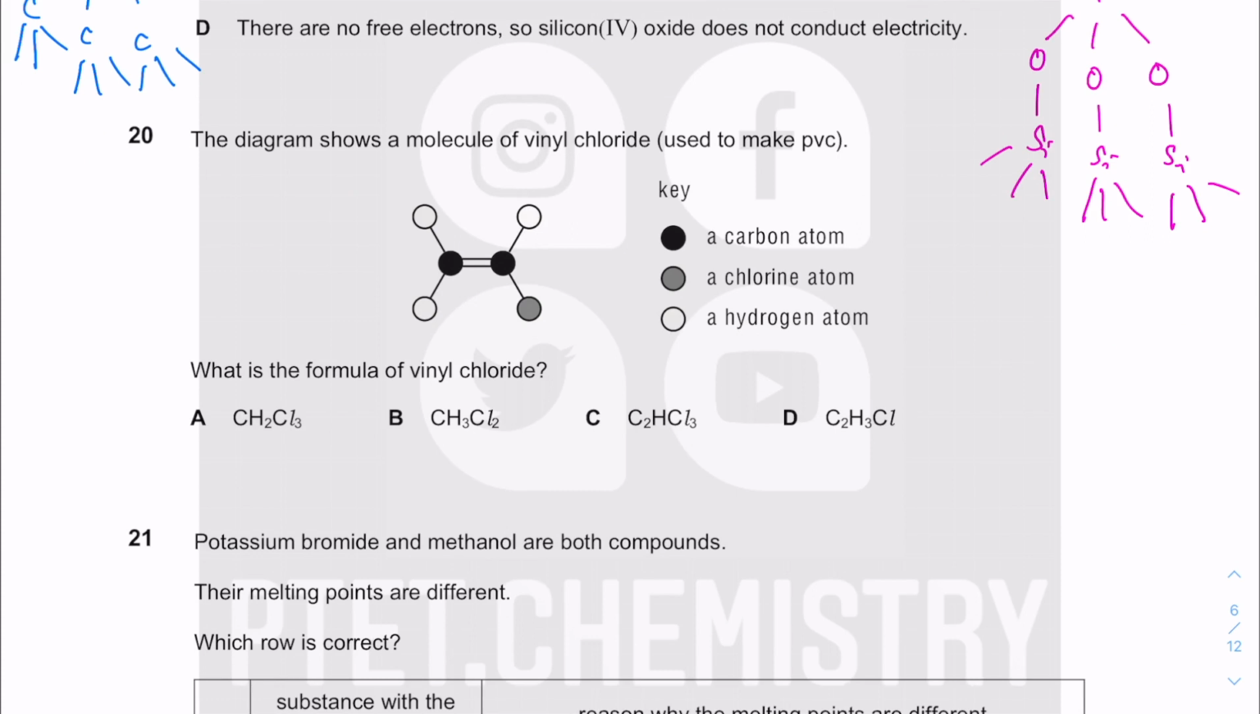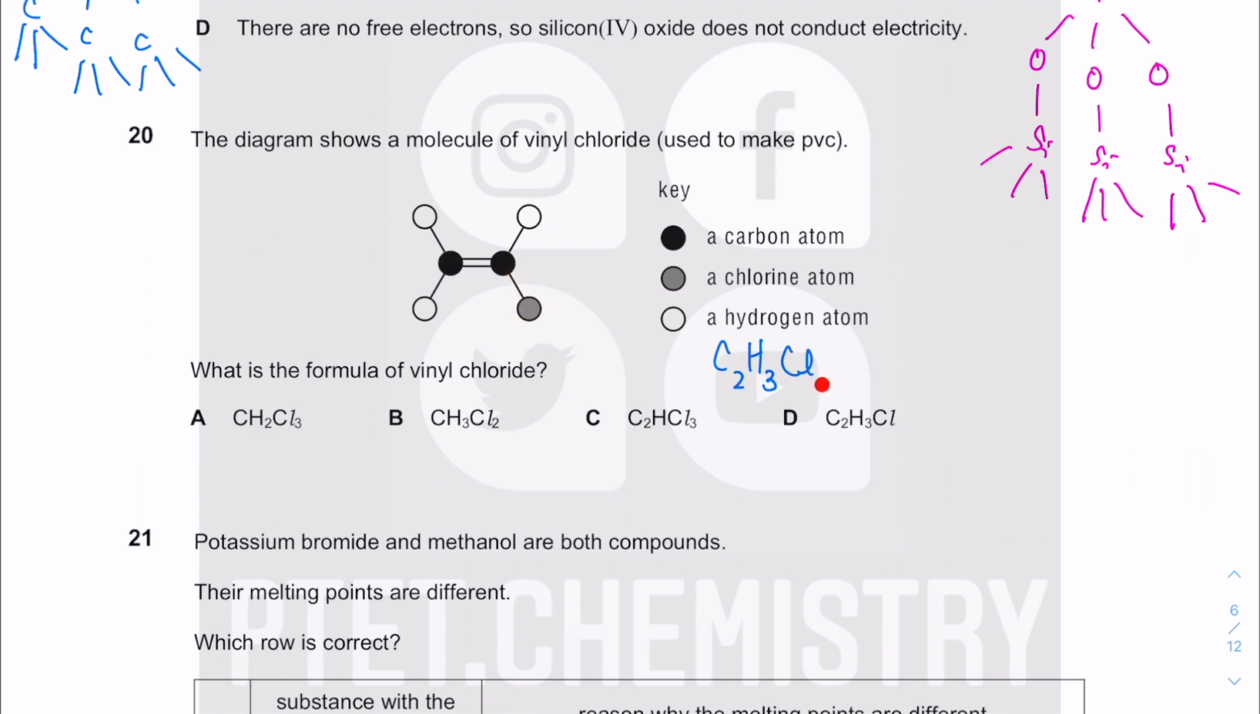Question 20, you just need to read what is carbon, what is chlorine, what is hydrogen. Carbon, there are 2 of the black ones. Carbon forms 4 bonds, 1, 2, 3, 4. So there's C2. Hydrogen is the white colored one. Hydrogen forms a single covalent bond, so there are 3 hydrogen. And chlorine is the dark gray one. Chlorine is a group 7 element, so 7 outer shell electrons, it forms a single covalent bond. 7 plus 1 equals 8, fully filled outer shell for chlorine. So there's only 1 chlorine there.